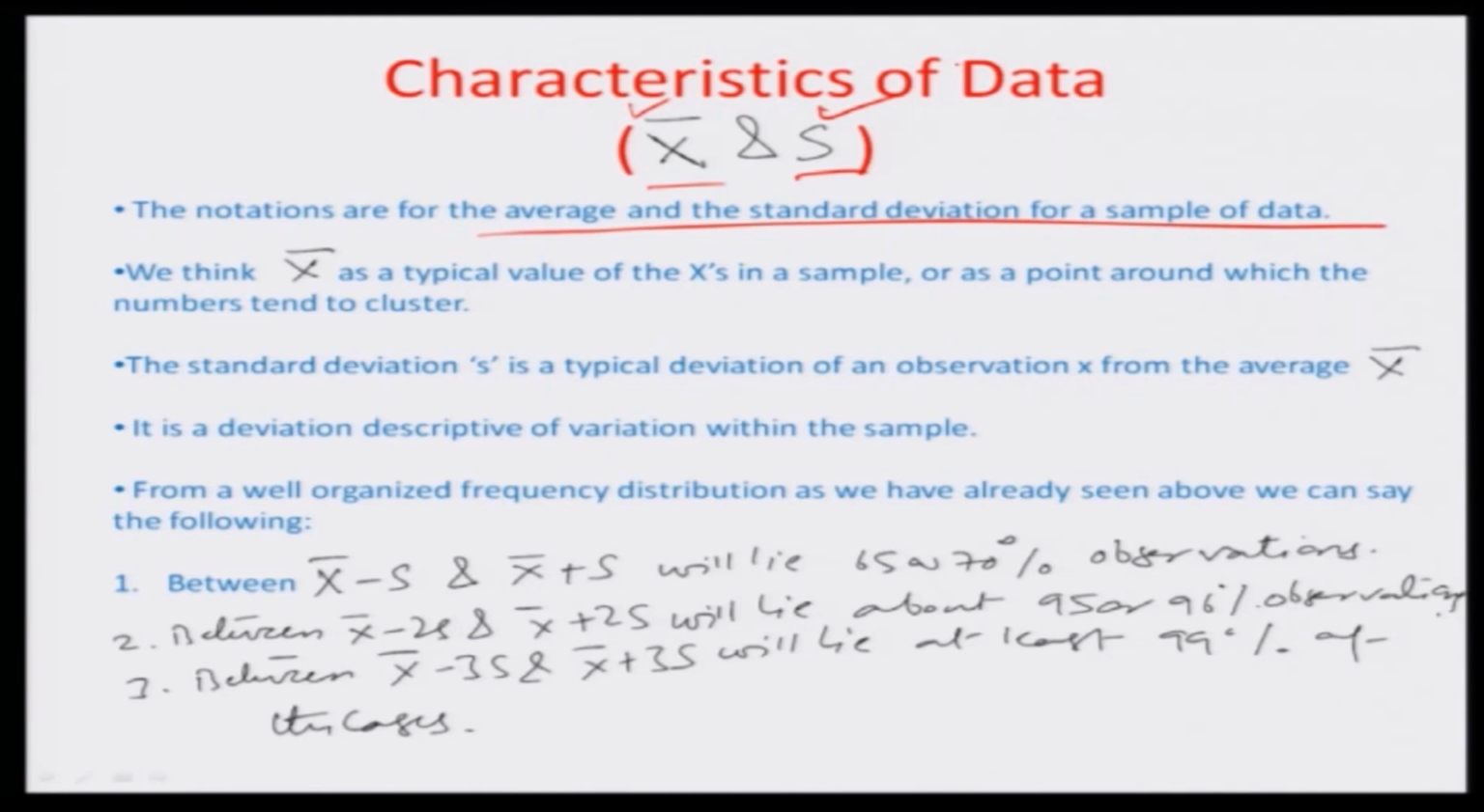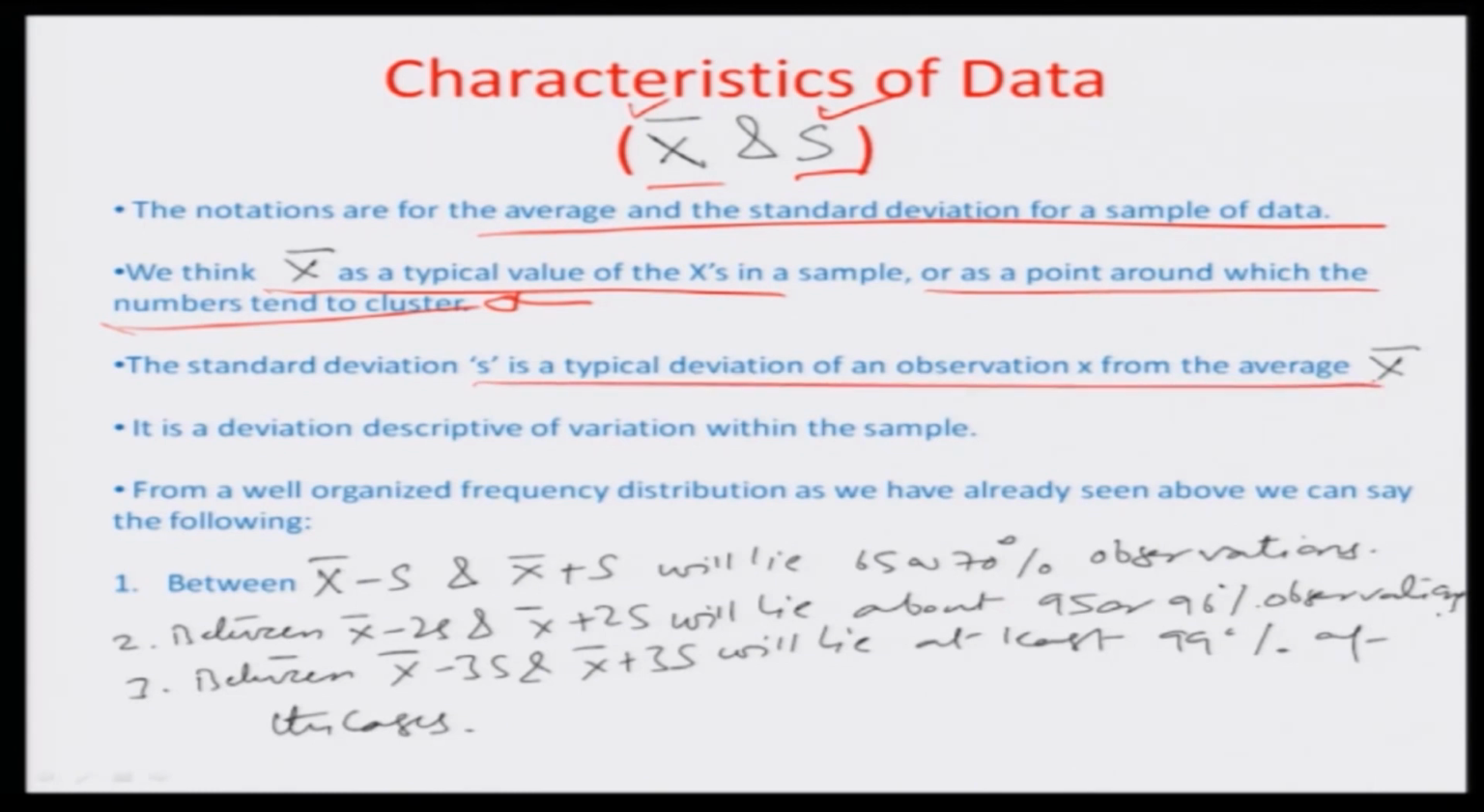So we think of X bar as a typical value of X in a sample, or as a point around which the numbers tend to cluster. The standard deviation S is typically a deviation of the observation X from the average X bar, and it is descriptive of variation within the sample. So from a well organized frequency distribution, as we have already seen above, we can say the following.